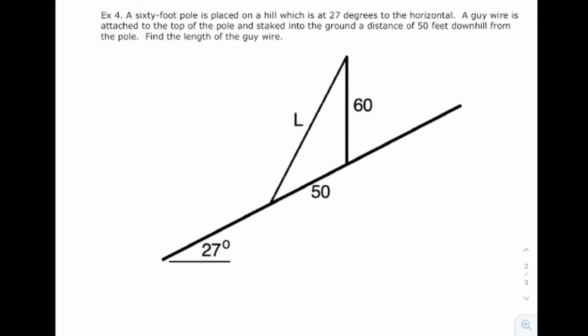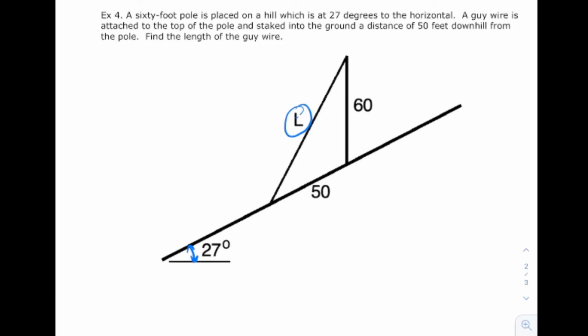So, what's this talking about? It's kind of like a word problem, but I helped you out a little bit by drawing the diagram there. We got a 60-foot pole. That would be that. It's placed on a hill. That would be that. Which is at 27 degrees to the horizontal. So that's what this is. So the hill is inclined 27 degrees to the horizontal. Cool. There's a guy wire, that thing.